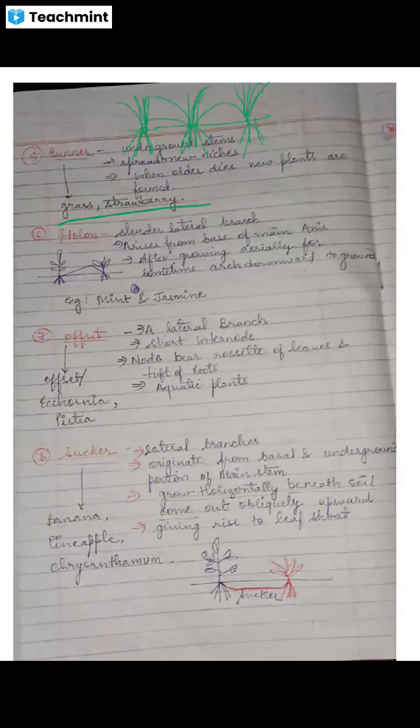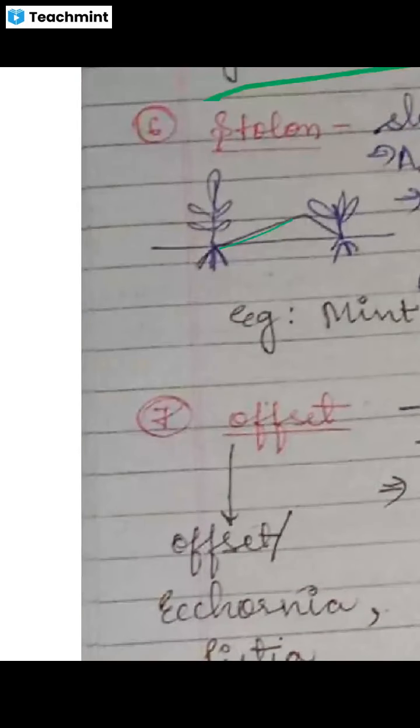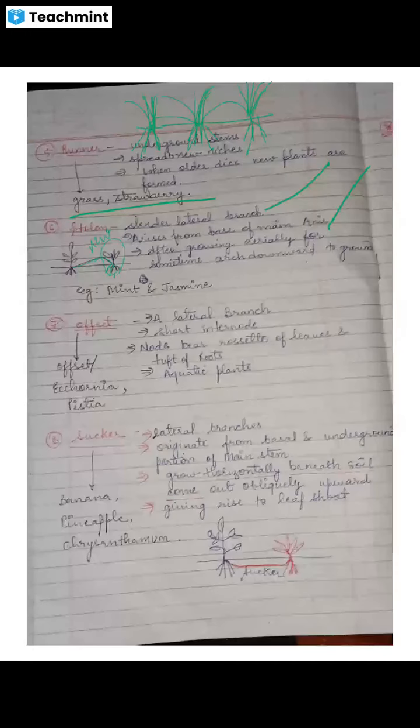Okay. What happens in a stolon? Its slender lateral branch arises from the base of the main axis. Look, there is also a diagram here. It arises from the base of the main axis and then, after traveling some distance, it arches downward and forms a new plant. Examples are mint and jasmine. Offset is a lateral branch with a short internode. The node bears a rosette of leaves and tufts of roots, in aquatic plants like Eichhornia and Pistia.